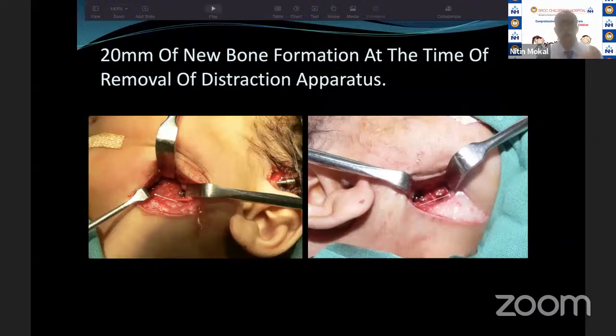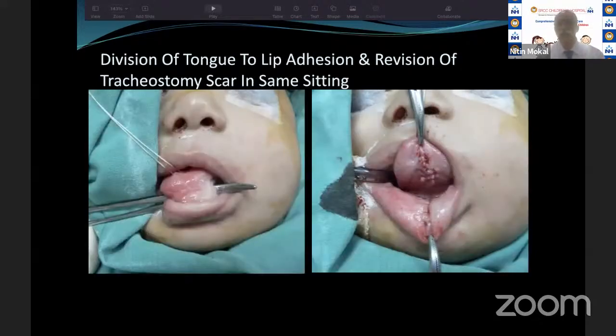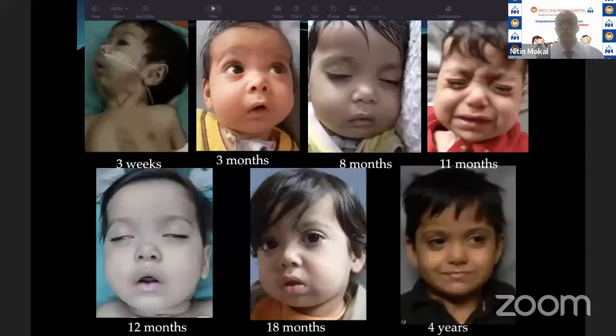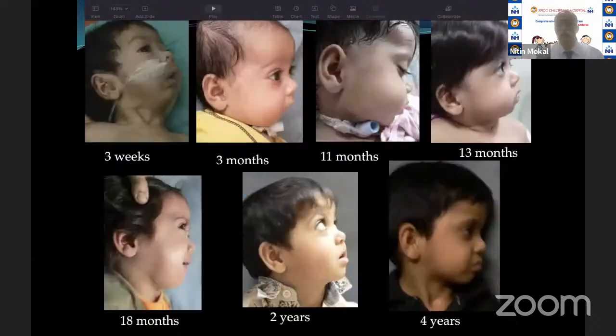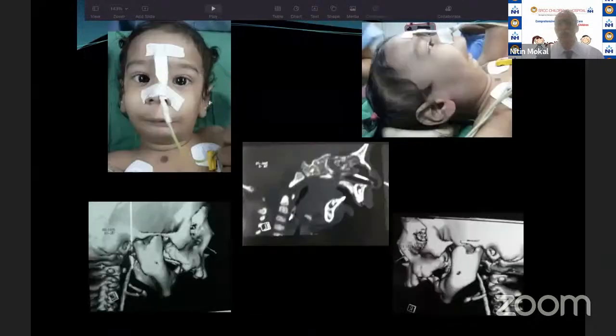And at the time of removal, you can see a good amount of bone is formed and we have removed the distractor. And at the same time, we disconnected the tongue to lip adhesion. So this is the patient and this is the long-term result, 4 years follow-up showing a good jaw development, and he's following with me for another years.